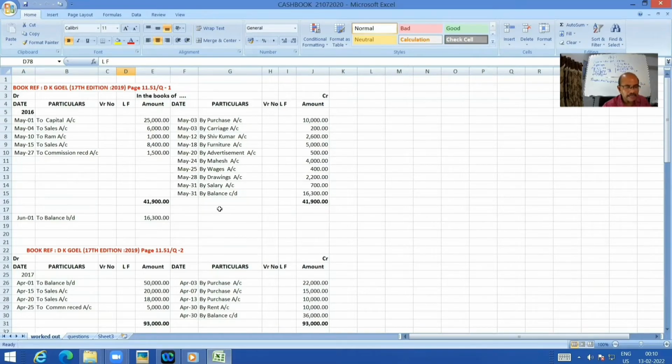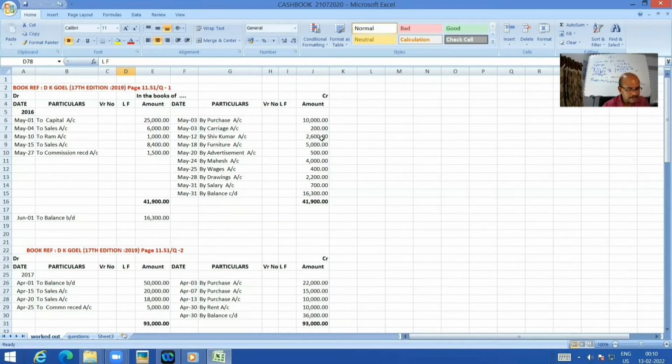Paid carriage to cash or cash by carriage 200. Sold goods for cash to sales 6,000. Received from Ram 1,000. So entry will be cash to Ram 1,000. Paid to Shivakumar to cash or cash by Shivakumar 2,600.